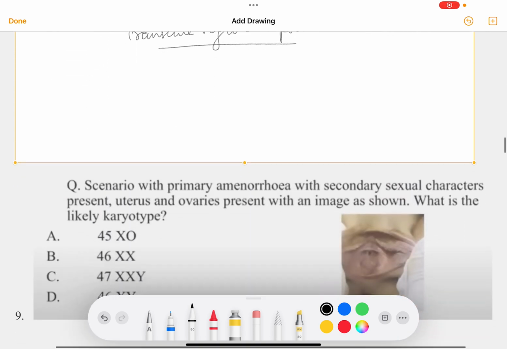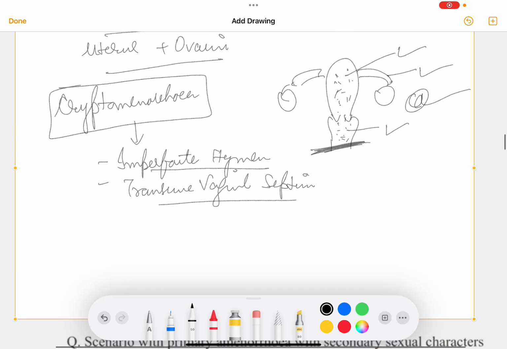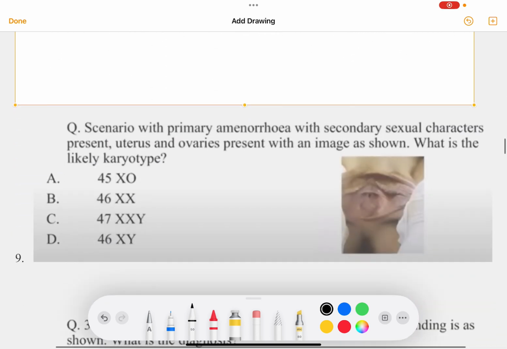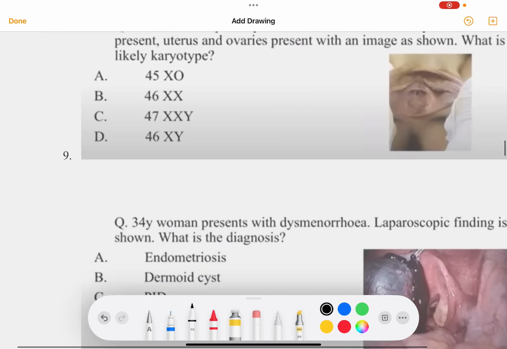So in this patient, of course, there is no problem with the ovaries and the karyotype will be normal for the patient. So a 46XX patient will have cryptomenorrhea. Most of them will present like this. So the answer will be B, 46XX.